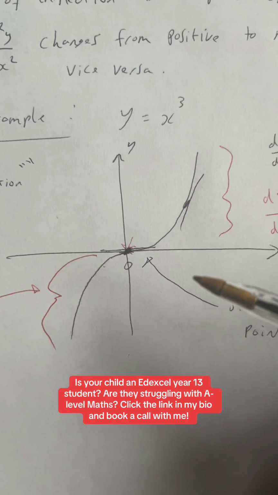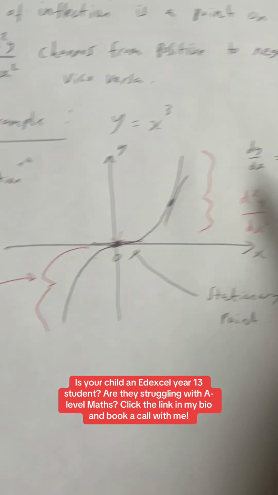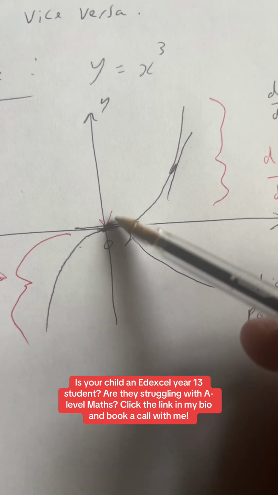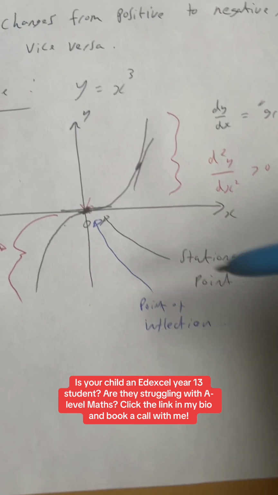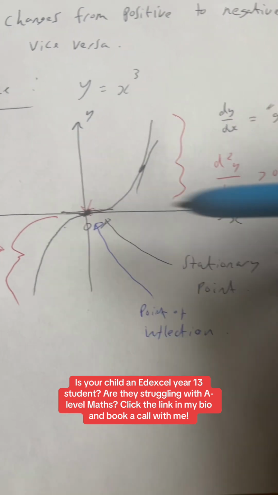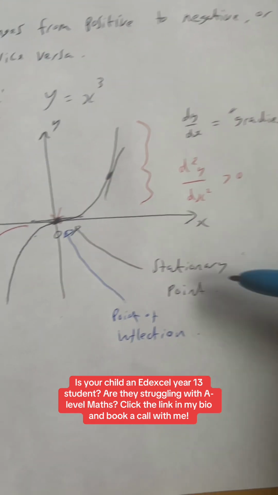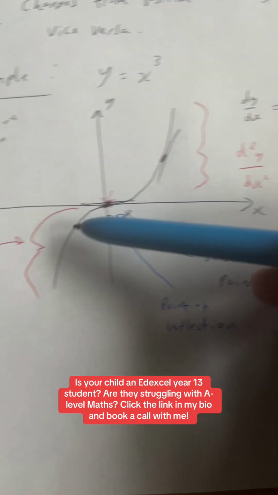So when you have a transition where your acceleration goes from negative to positive or vice versa, this transition point is the point of inflection. So again, this point x equals 0 is both a stationary point because the gradient is 0 and also a point of inflection because of the transition.